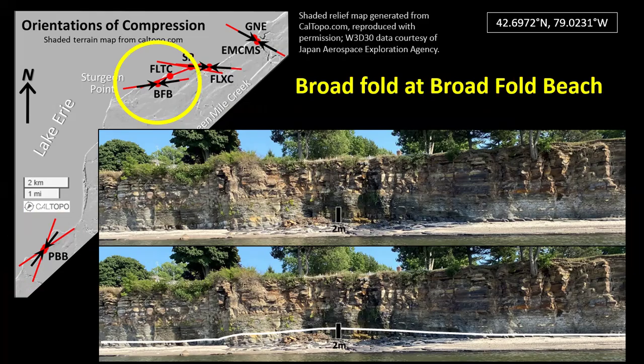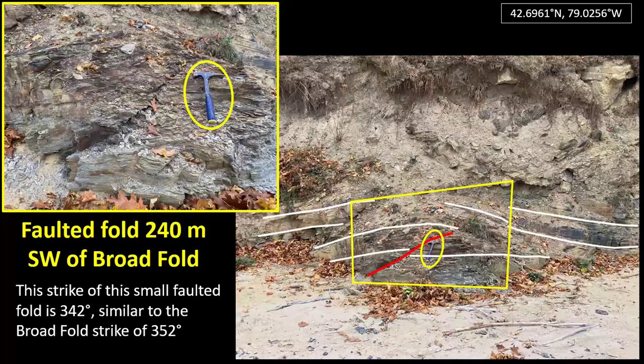The overlying shales are folded too. You might wonder how such a broad open fold is related to pop-up structures. This is just down the beach, and it indicates an orientation of compression within 10 degrees of the orientation of compression indicated by the broad fold. This small faulted fold with pop-up characteristics and the broad fold probably were caused by the same regime of horizontal and vertical stresses, and both structures are part of the progressive rotation of compression in this area.